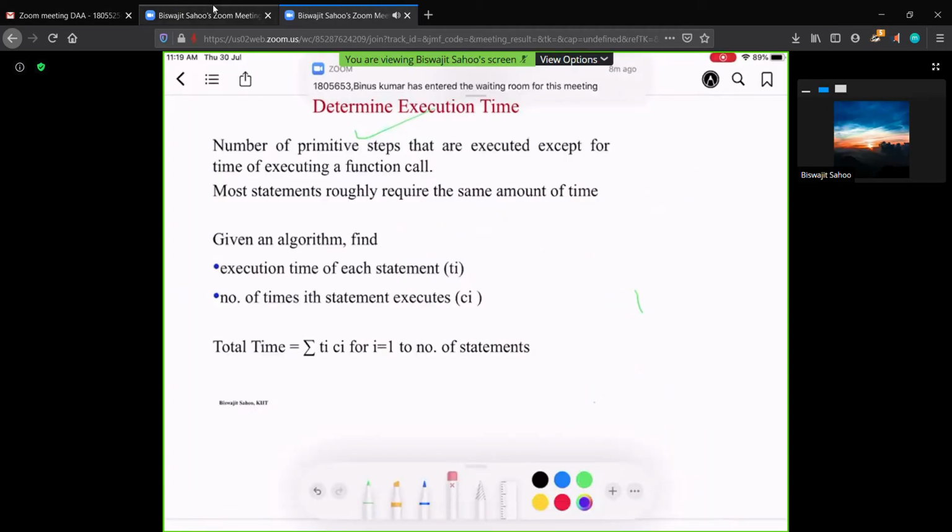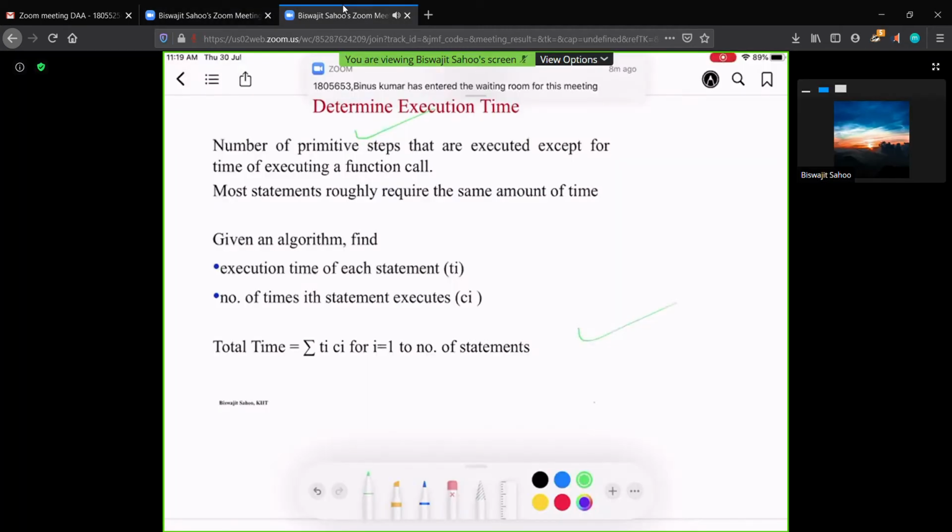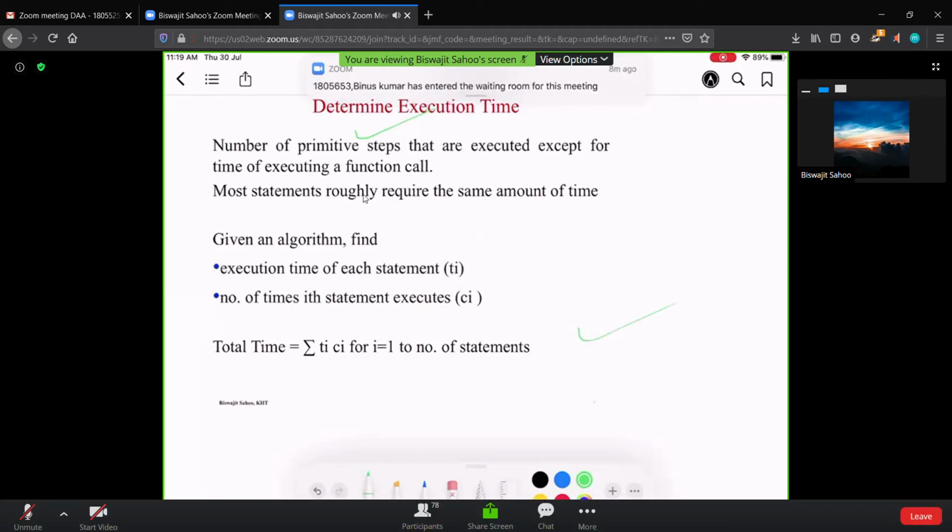Let's say one statement's execution time is 2 seconds, and that statement will execute 4 times. The execution time will come out to be 8 seconds, which is added to the whole algorithm's execution time. So the number of times the statement gets executed is Ci. Sometimes we call it the frequency count. Remember this. Now, the total time of execution is the sum of Ti into Ci, for i varying from 1 to the number of statements.